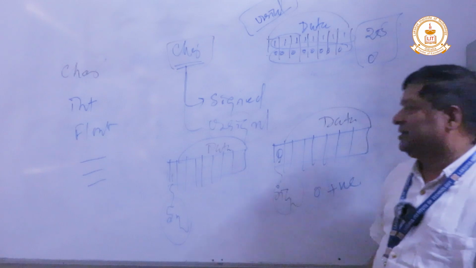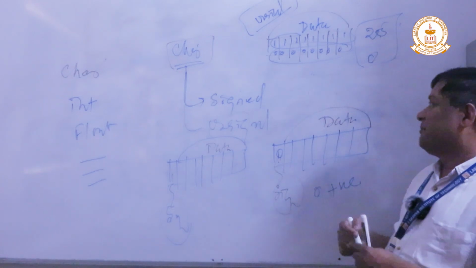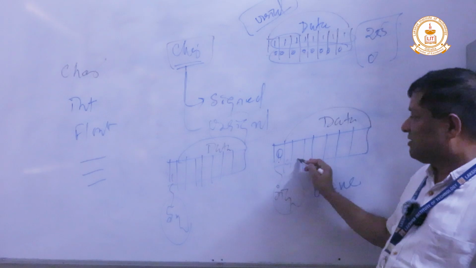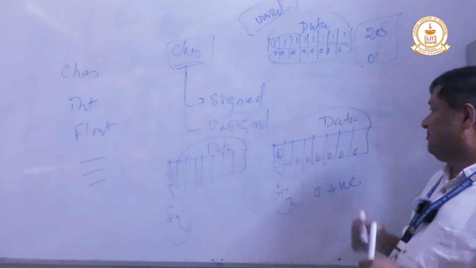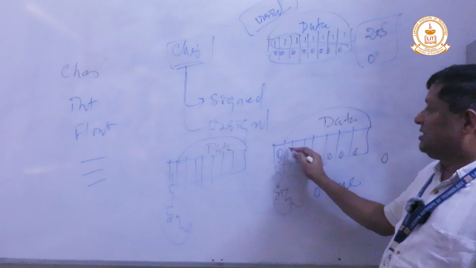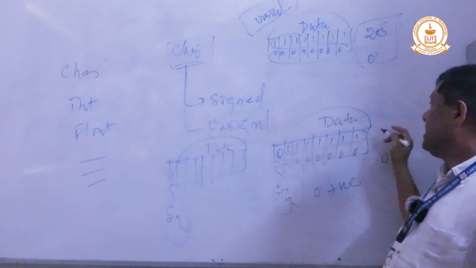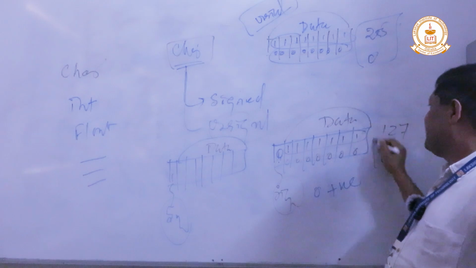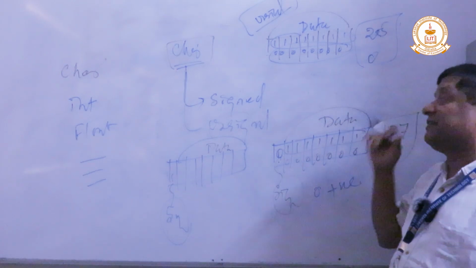Now come to this sign. If sign is 0, data is positive. What is the minimum data it can hold? If all the 7 bits are 0, that is the minimum positive. What is the minimum positive? 0. If all the 7 bits are 1, that is the maximum positive. What is the decimal of seven 1s? It is 127. That is the range of sign positive, 0 to 127.